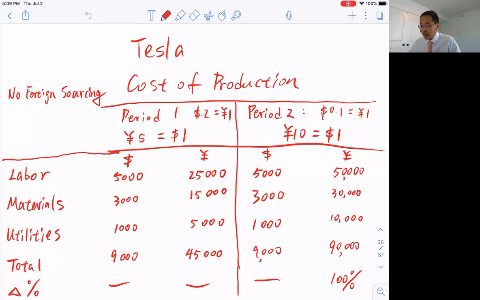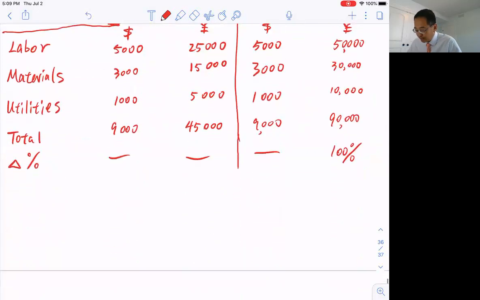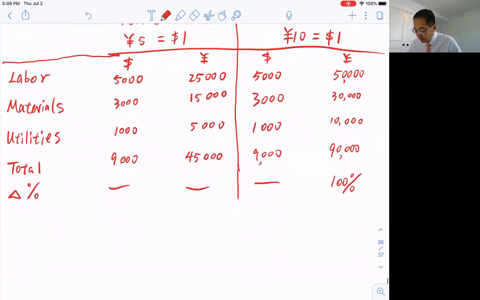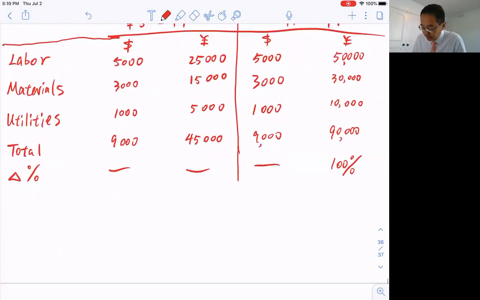Now let's look at what happens if Tesla actually has some foreign sourcing, right? So we have the same table essentially, so let me just continue this. So let's say now we have some foreign sourcing. Let's say that we now have materials made in China.